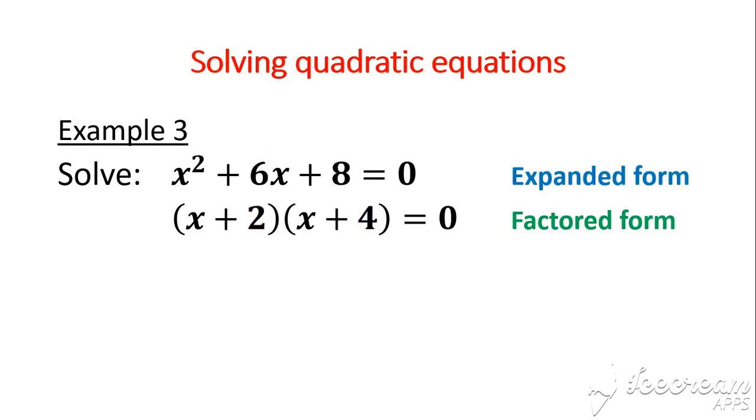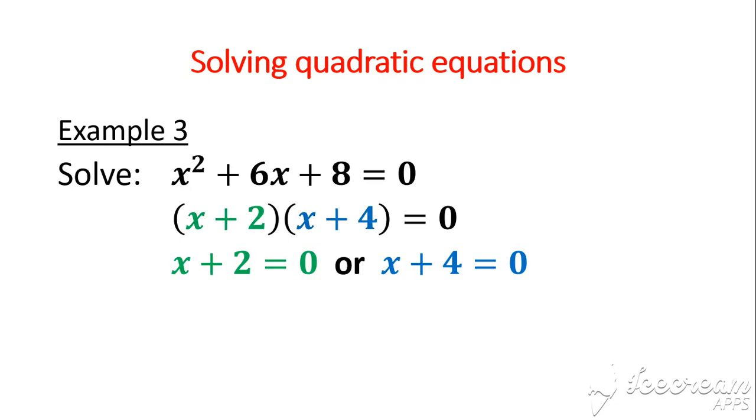Right, so now let's solve it. Let's put the first bracket equal to 0, x plus 2 equal to 0, or the second bracket equal to 0, x plus 4 equal to 0, and our two solutions have to be a negative 2, because negative 2 plus 2 is 0, or a negative 4, because negative 4 plus 4 makes 0. So our two possible solutions are x equal to negative 2 or negative 4. So this is the type of example that's in the expanded form, and you need to learn to factorize it before you then go and solve it.